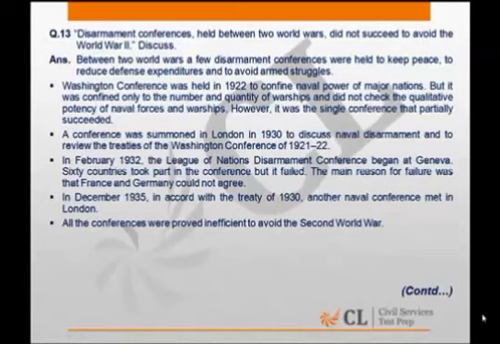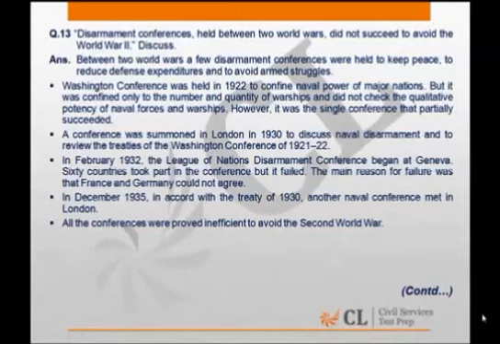Again, a conference was summoned in London in 1930 to discuss naval disarmament and to review the treaties of the Washington Conference of 1921-22. The most important, the League of Nations Disarmament Conference, was held in 1932, which began at Geneva, and some of its conditions were not accepted by Germany.